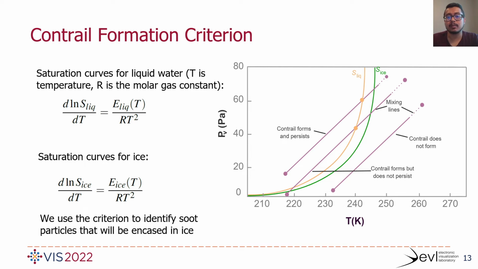Our work started by considering a criterion for contrail formation and a derivation of the saturation curves for liquid water and ice. When a fluid element traverses through the mixing line, it first reaches ice saturation, then liquid saturation. If the mixing line does not cross the liquid saturation curve, the contrail will not form. We use this criterion to identify soot particles that will be encased in ice.